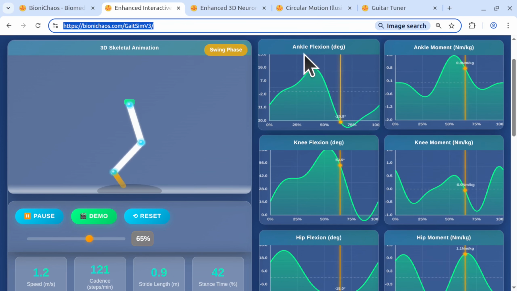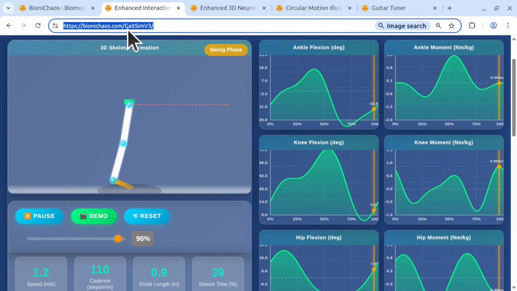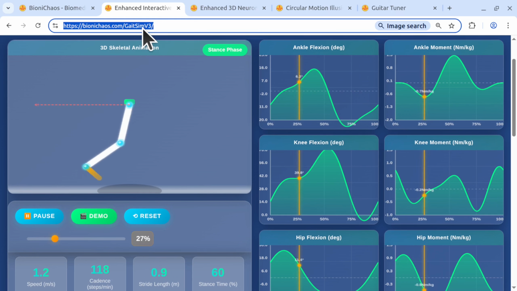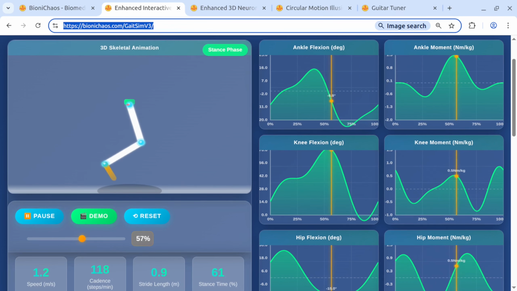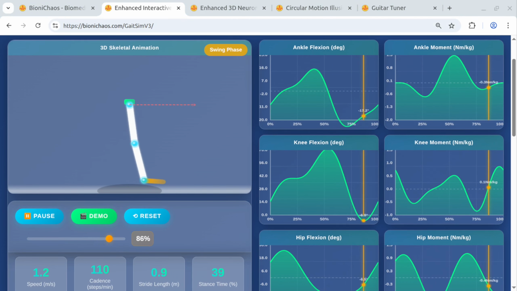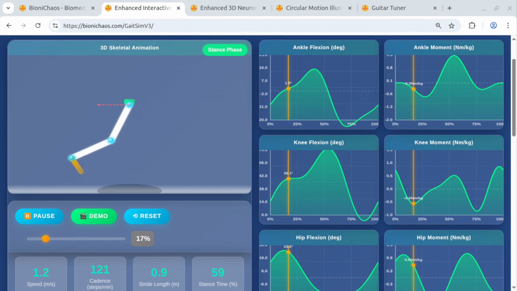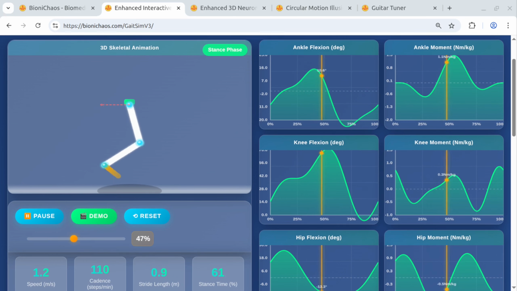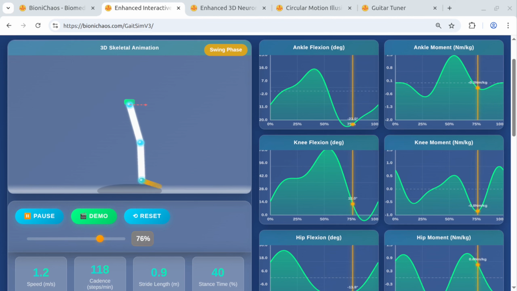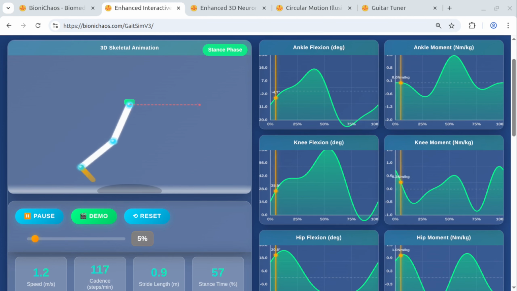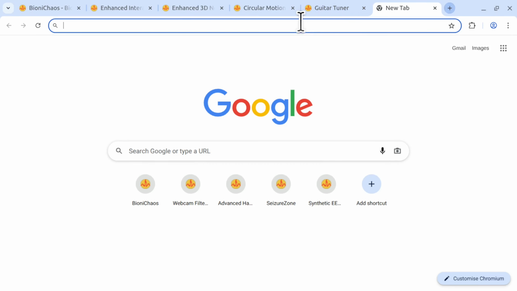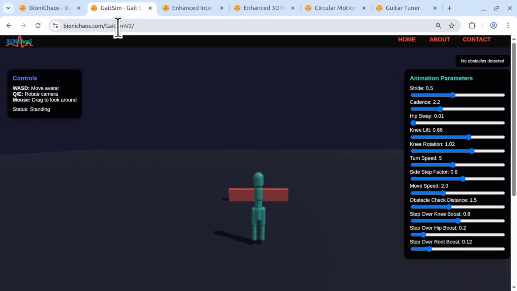Well, currently it's published on biomechanics.com/GaitSim. This is version 3. Actually, all the 3 versions are quite different from one another. You can actually look at the other ones as well, if there is any interest. Yeah, that's what the second version looks like.